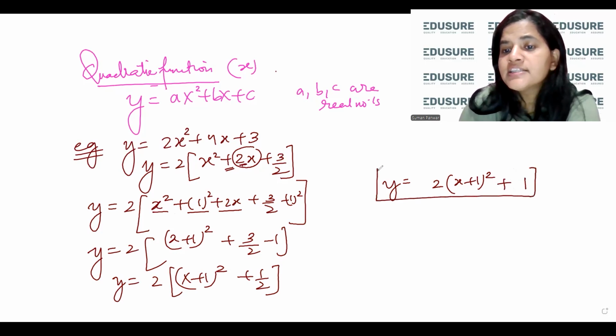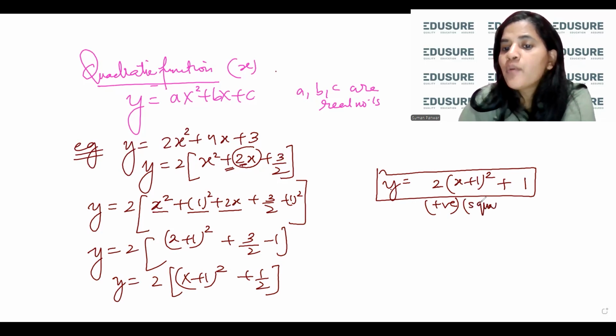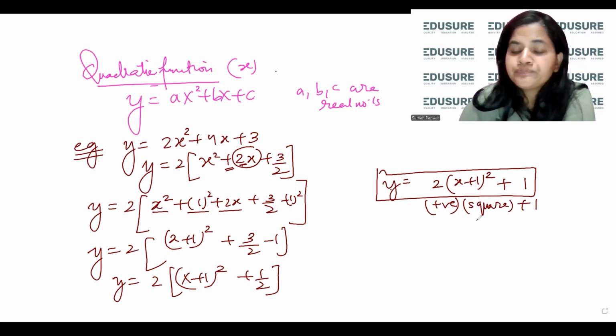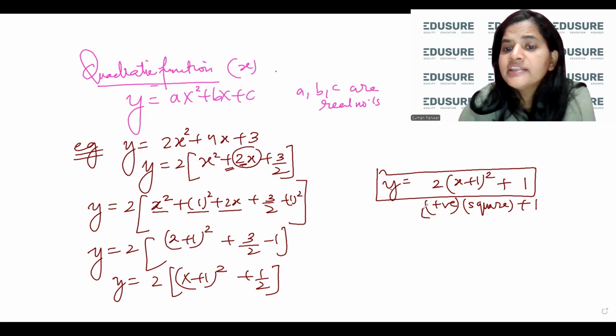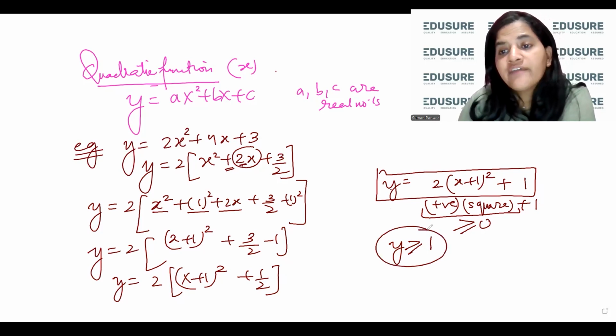Now this is something very interesting. Note that y is something positive, 2 is a positive number, and then we have a square, and then we have a 1. So you can notice that this particular quantity will always be greater than or equal to 0, and therefore y will be greater than or equal to 1. So this is a very important piece of information which I have attained.